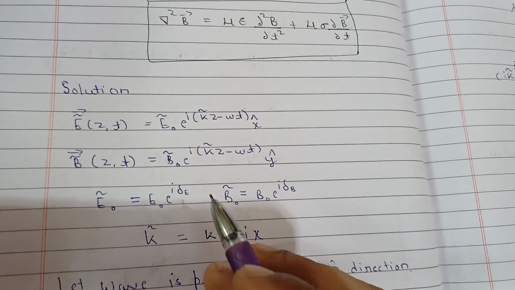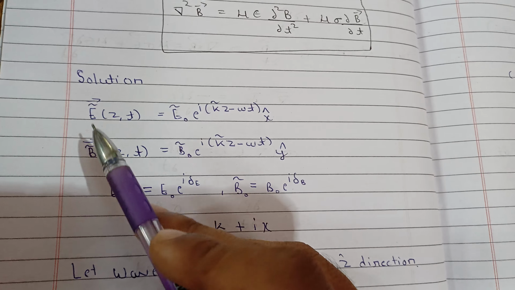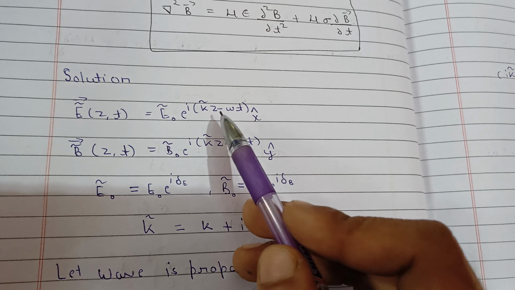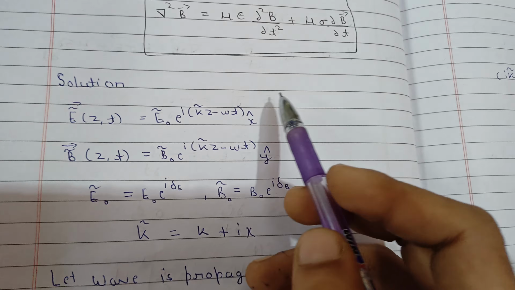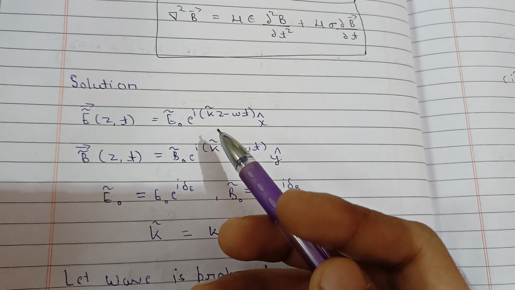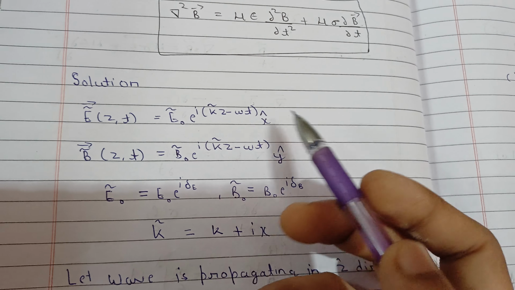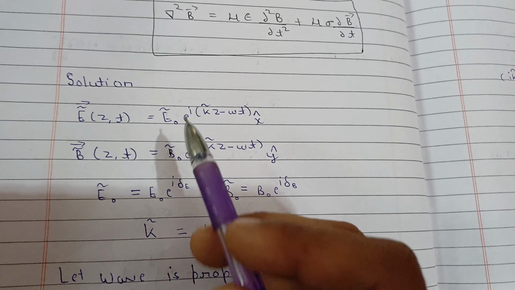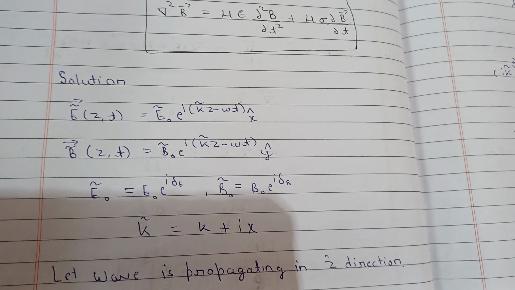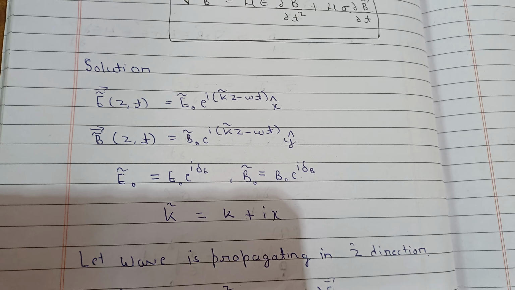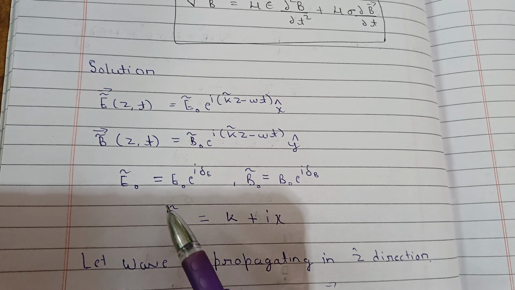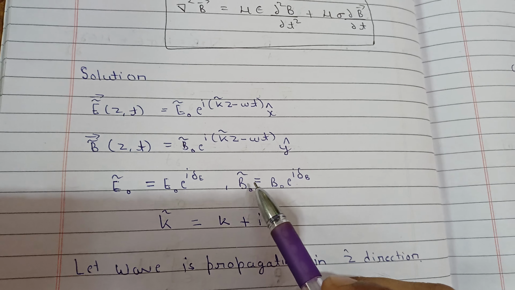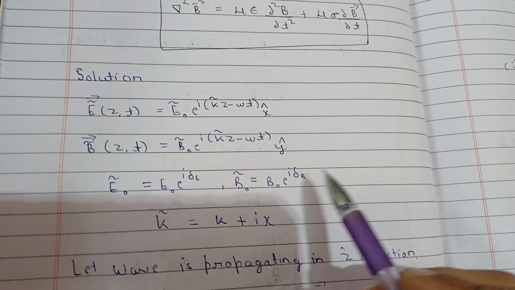So we have written that E complex (z,t) is equal to E naught complex exponential i (k complex z minus omega t) x cap. Now if we take the real part out of it, then we will get the actual wave equation. So we have written it in the complex form in this way, and B can be written in the complex form in this way. Here E naught complex and B naught complex are written as E naught exponential i delta E and B naught exponential i delta B.